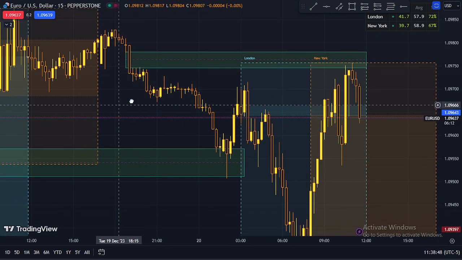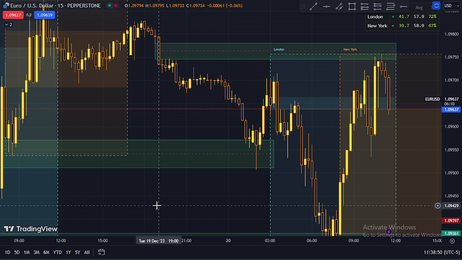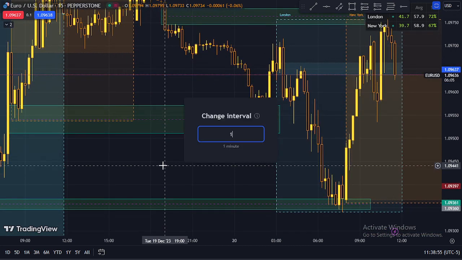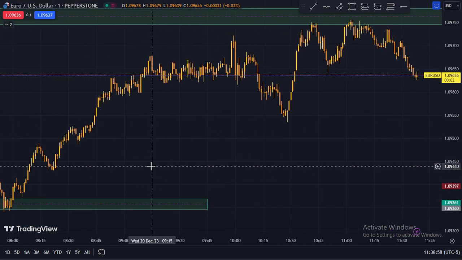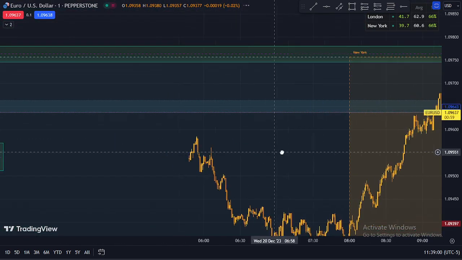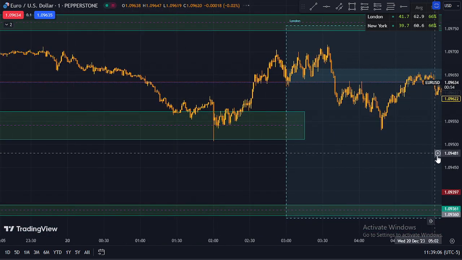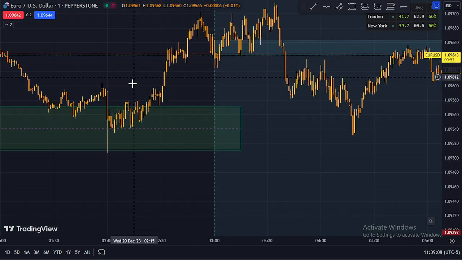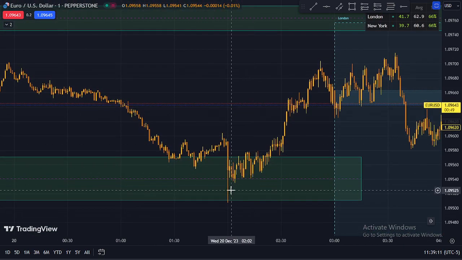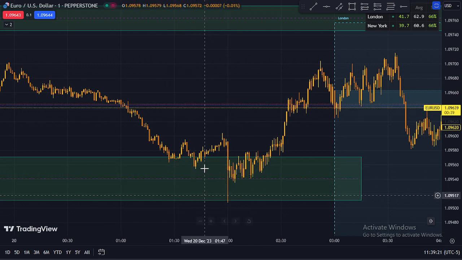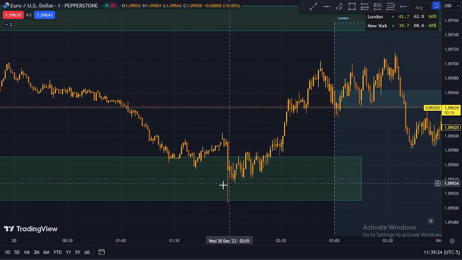So we dive into a 1-minute chart, and we see how those trades would have been framed. Let's go to our mini chart. So here we are. This is the 2 a.m. candle that went down, took out the sell side, and then traded inside the fair value gap.